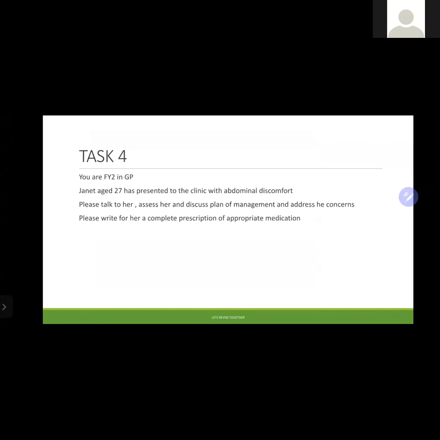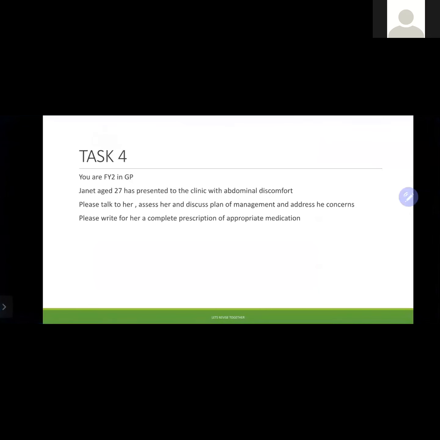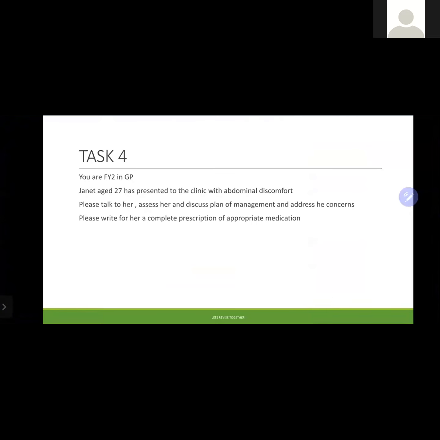Okay, so guys, this is our fourth task and last task of today. This is about the prescription writing on FP10 form, which is this one, the green one. This is the form which is usually used by GPs, and it is also used in the hospital outdoors and also by the nurse prescribers, right? So how to fill the prescription in this form? So let's first read our task.